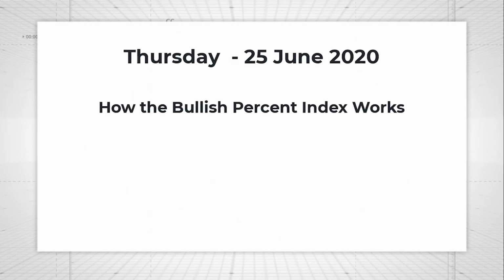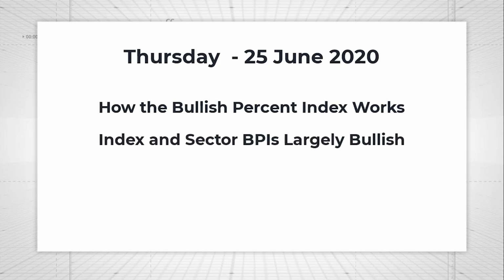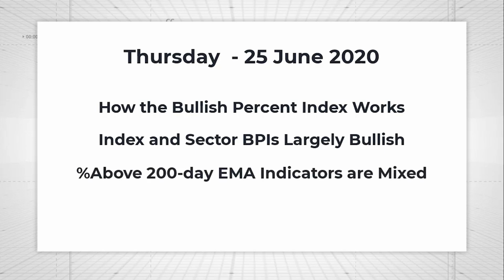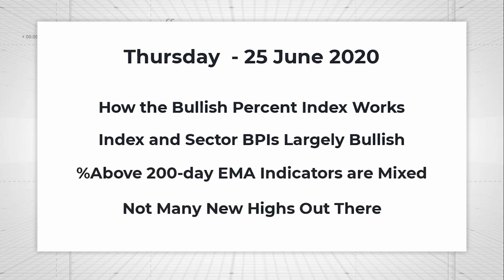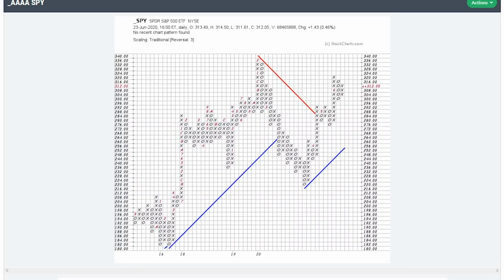So today we're going to look at P&F charts. We're going to show how the Bullish Percent Index works, what signals drive it. We'll look at it for the indexes and the sectors. We'll look at percent above 200-day EMA, and then we'll look at high-low percent. So I'm going to start with, surprisingly enough, a point and figure chart.